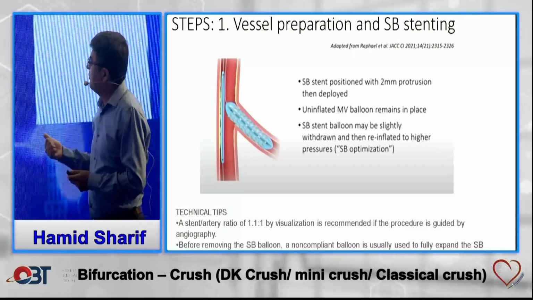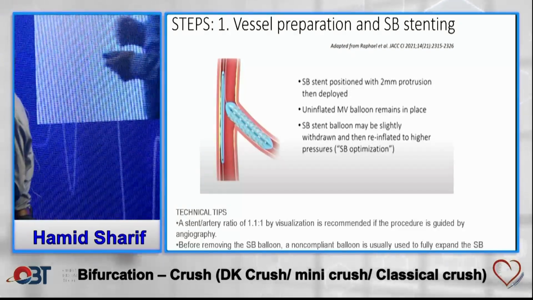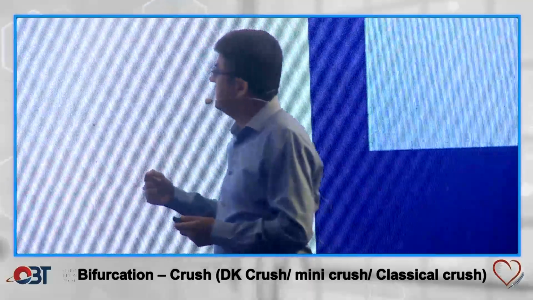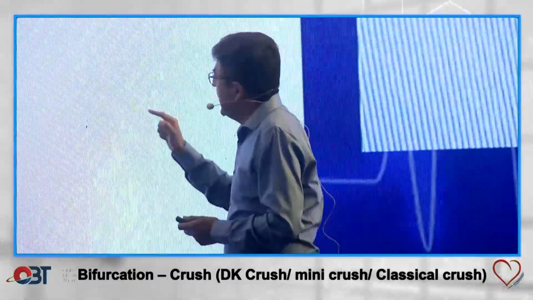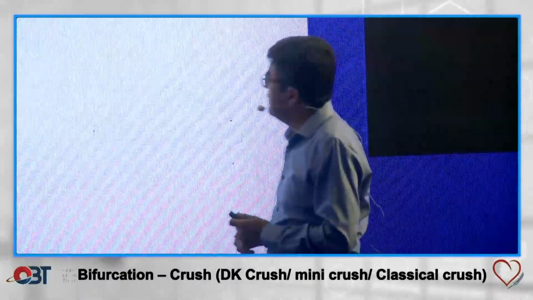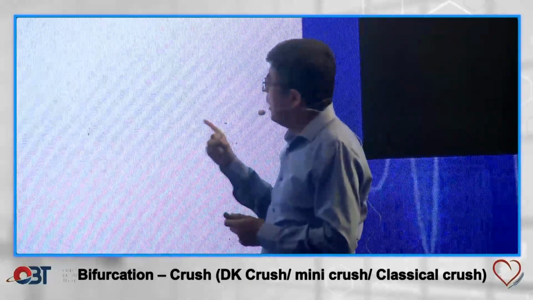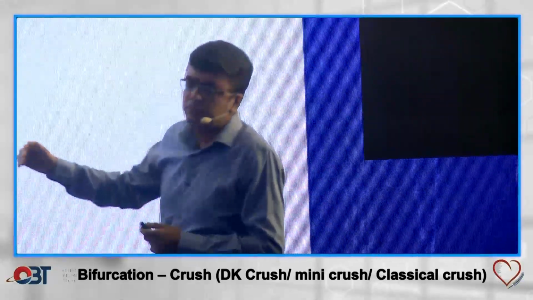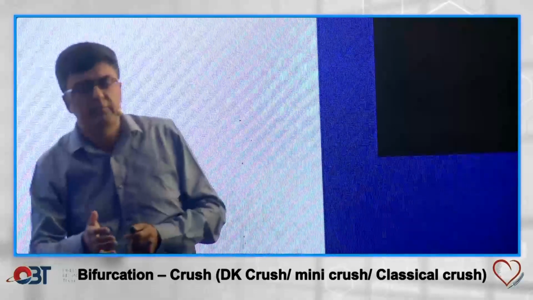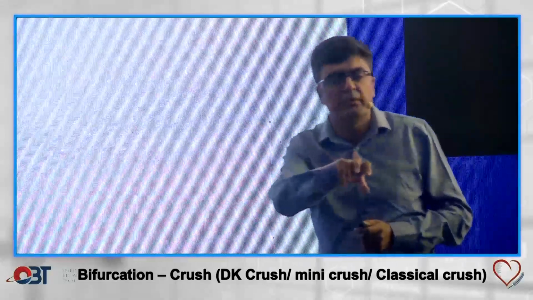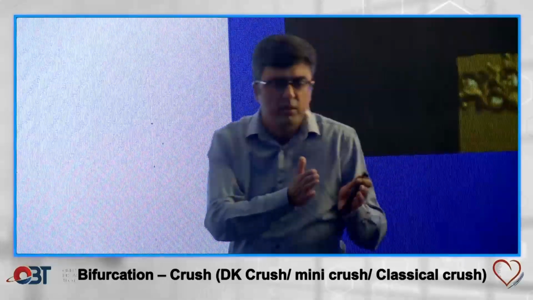This is followed by, if you look into the graph, we place a balloon and we place a stent into the side branch. The side branch stent is positioned with 2 millimeter protrusion and then deployed. How we size the side branch stent is from the distal vessel diameter of the side branch. Once we have done the IVUS and we see that the distal vessel, from media to media, is approximately 3 millimeter or 2.75, whatever, we size the stent to that.